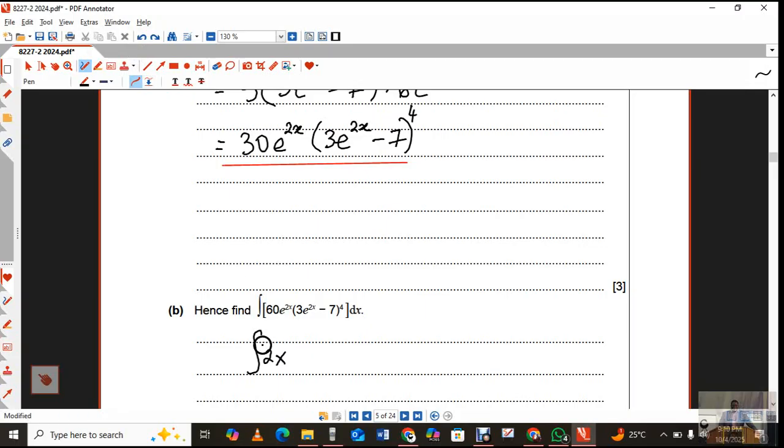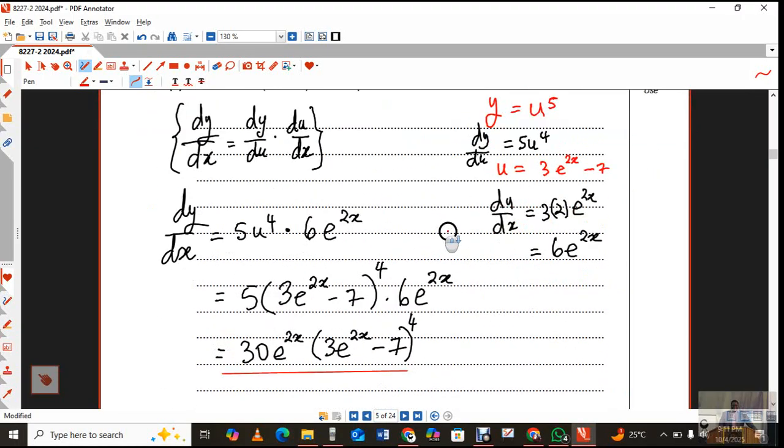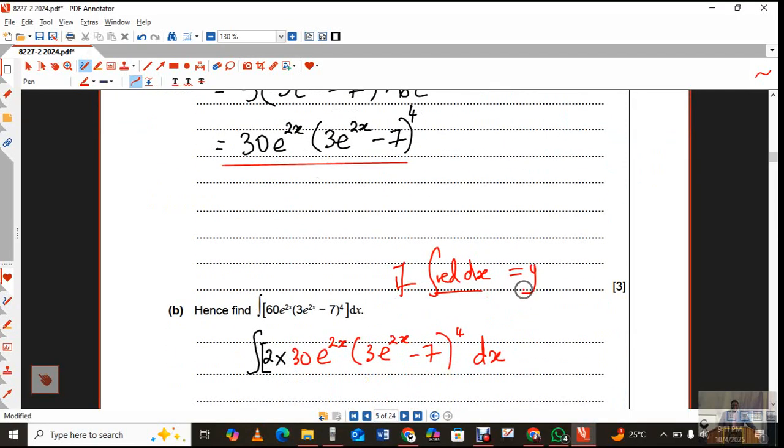Right, so let's say it's still 2 times, and then this is going to be what? 2 times 30e to the 2x, and then you have (3e to the 2x minus 7) raised to the power 4 dx. If we integrate the red part with respect to x, we should get y. We should get our original function, which is the one on top. Okay, that is what we are supposed to get. If you integrate this, you're supposed to get that.